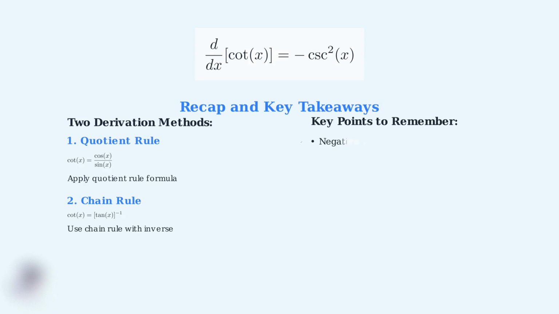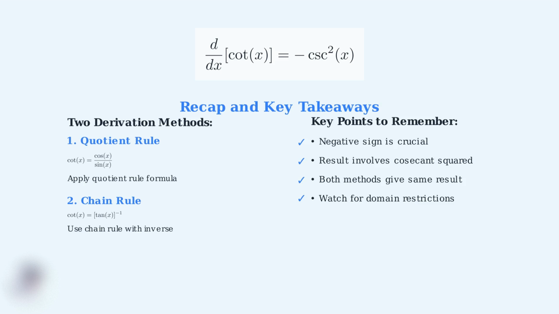There are several key points you should always remember. The negative sign is absolutely crucial and is the most common source of errors. The result involves cosecant squared, not cosine or sine. Both derivation methods give exactly the same result, which confirms our work. And always watch out for domain restrictions where sine equals 0.